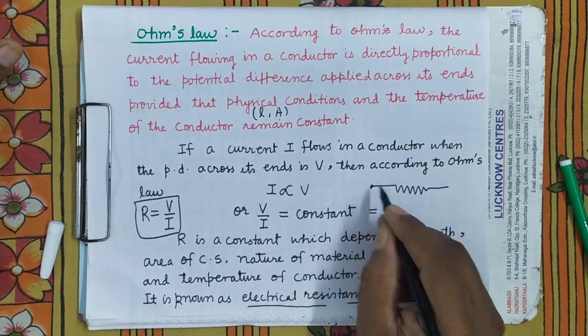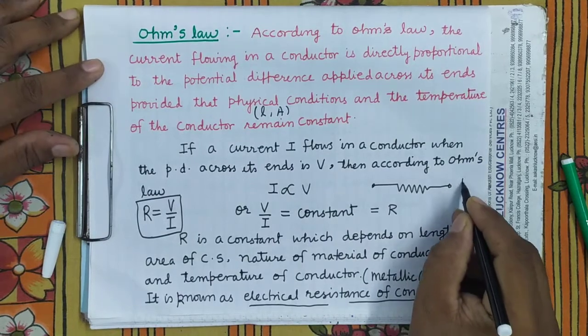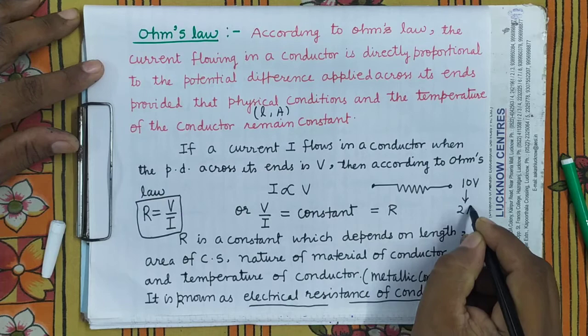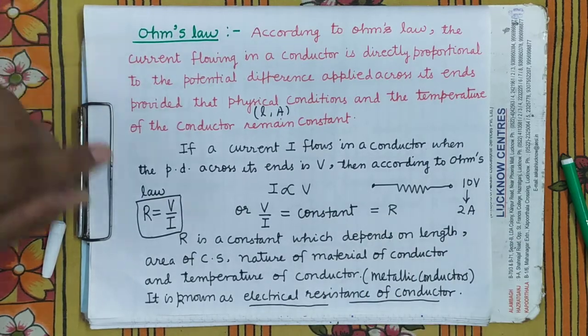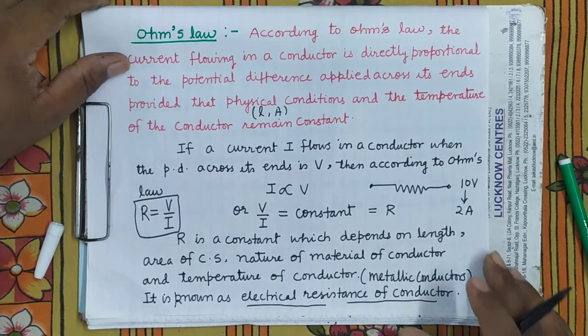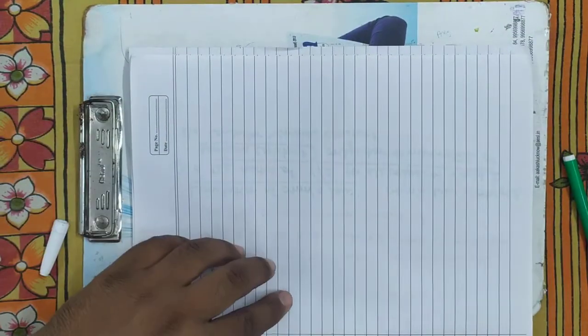Suppose on applying a potential difference of 10 volt, 2 ampere current is produced. What will be the resistance of this? It will be 10 upon 2, that is equal to 5 ohm. We also know that the unit of resistance is ohm. So this is all about Ohm's law.